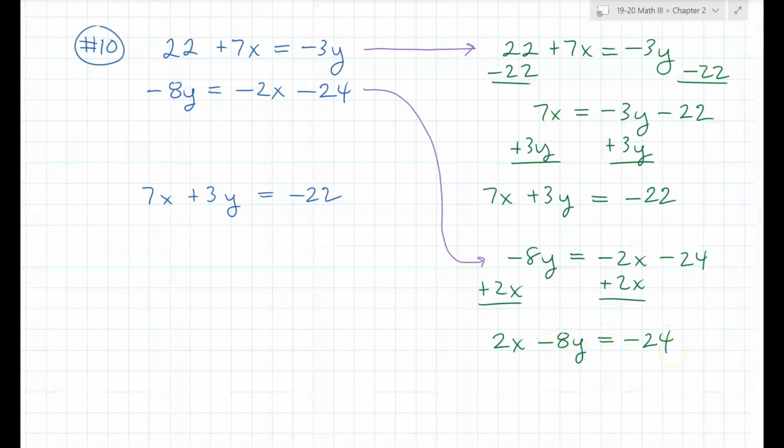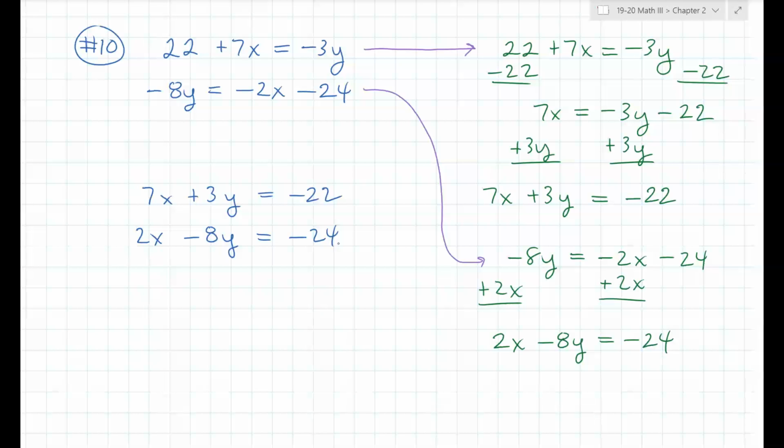So let me put that over here. 2x minus 8y equals negative 24. Now look at my x variables. Okay, a 7 and a 2 are the coefficients. Is that going to eliminate if I just add or subtract? No, they don't match up at all. What about my y variables? Are they going to eliminate? No, because one is a 3 and one is an 8.